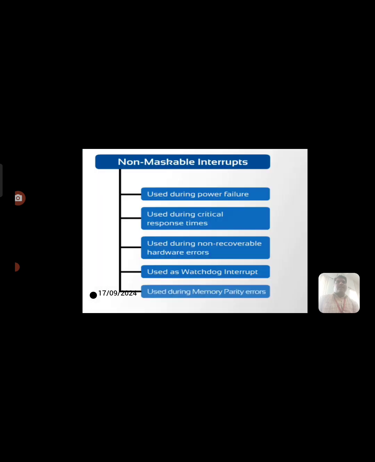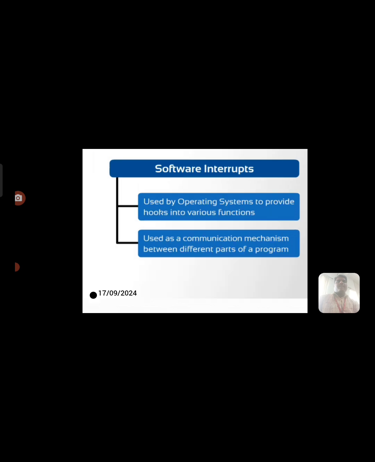Non-maskable interrupts happen in these ways: used during power failure, used during critical response times, used during non-recoverable hardware errors, used as watchdog interrupts, and used during memory parity errors. Then software interrupts. Software interrupts are used by operating systems to provide hooks into various functions. They are also used as a communication mechanism between different parts of a program.